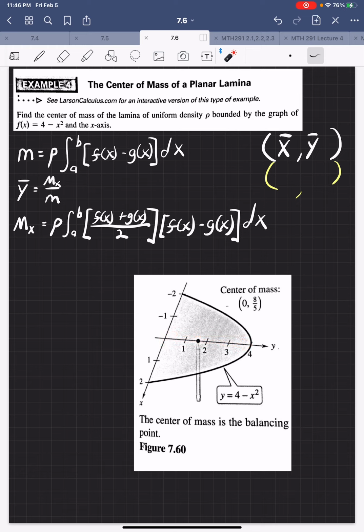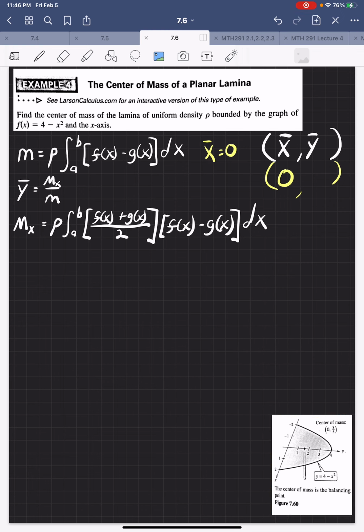Now, what do we know about any point on the y-axis, right? Any point on the y-axis has an x value of 0. So I'm going to go ahead and jump right here and say x bar is equal to 0. I didn't have to do any calculus to figure that out. That's just due to symmetry. The rest, we need to be able to do the math and show the work. So the only thing we need is y bar, right? The only thing we need is that moment.